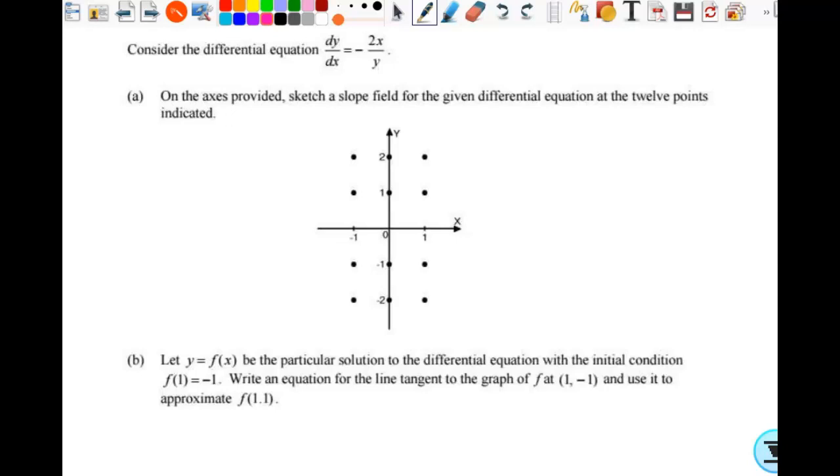Slope fields, dy dx is our slope, right? So we're not separating anything. We're using this. What happens when x equals 0? It's 0. So all the ones for x equals 0, we have 0 slope. Well, not all of them, not at 0, 0, because then it's undefined, right?